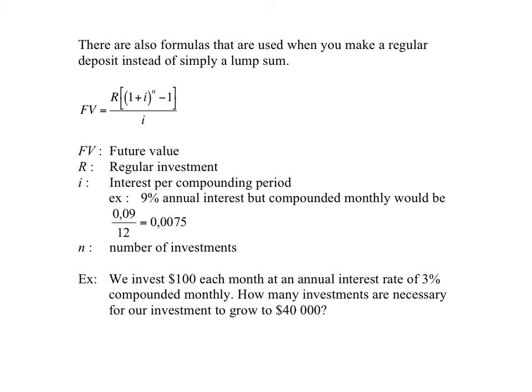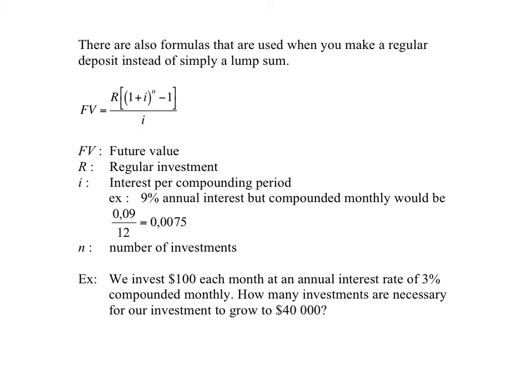Here if it's compounded monthly, right? If it's 9% compounded monthly, you would say, okay, well, there's 12 months in a year, so you would divide that 0.09 by 12, which is 0.0075. So this would be your value of I, okay? And N is the number of investments.